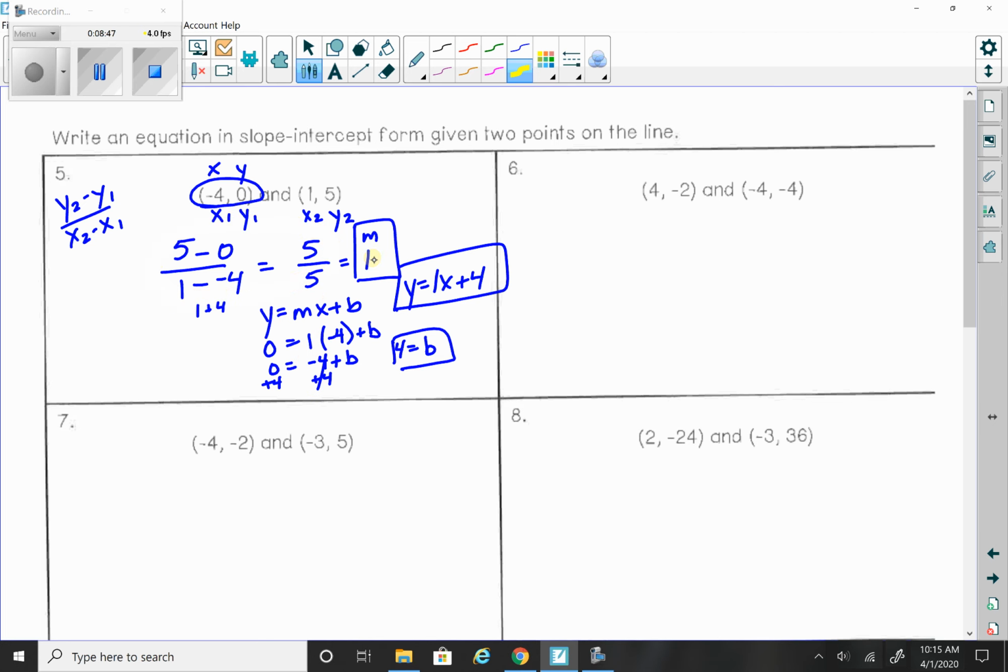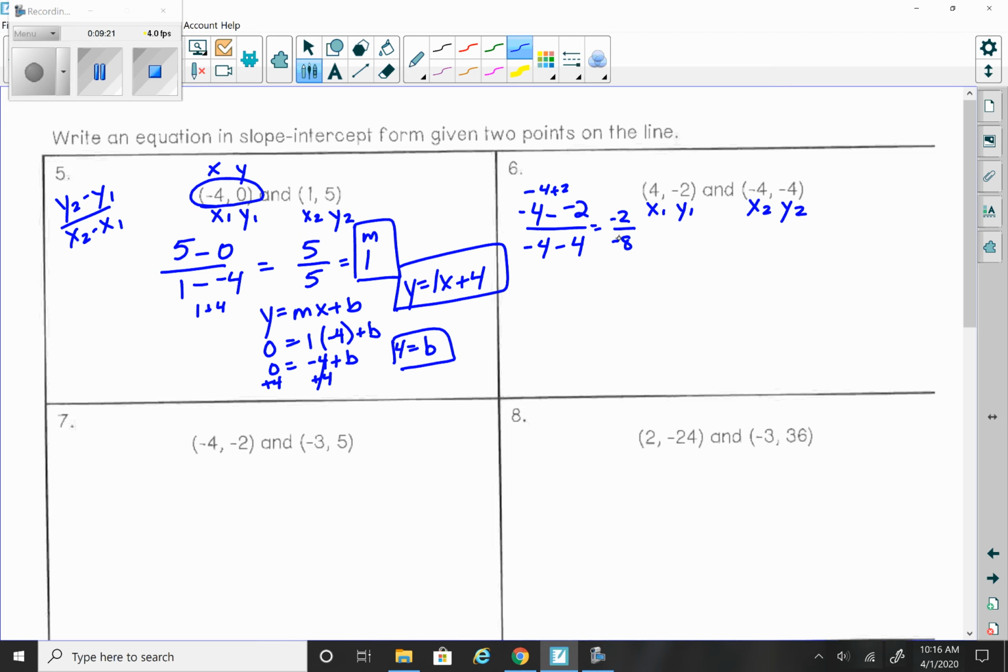So let's go ahead and move over to number 6. Again, 4 is my x1, -2 is my y1, -4 is my x2, -4 is my y2. I'm going to plug these into the slope formula. So I'm going to say -4 minus a -2 over -4 minus 4. -4 minus a -2 is actually -4 plus 2. -4 plus 2 is -2. -4 minus 4 is -8.